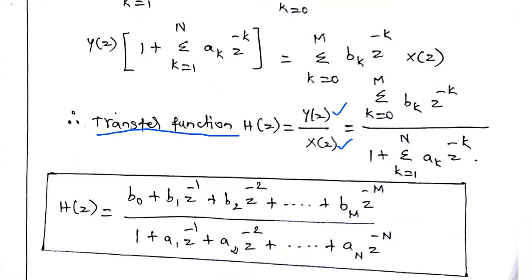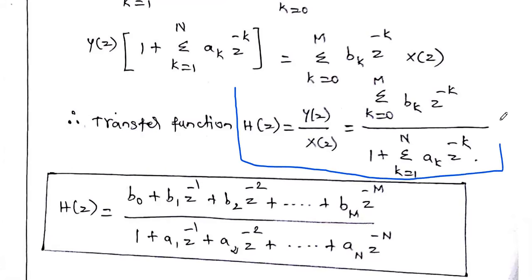So this is the general equation. This is the nth order IIR system transfer function equation. You have to remember this one, the transfer function of the nth order. What is meant by the nth order? The highest power of Z in the denominator term is called the order of the system.